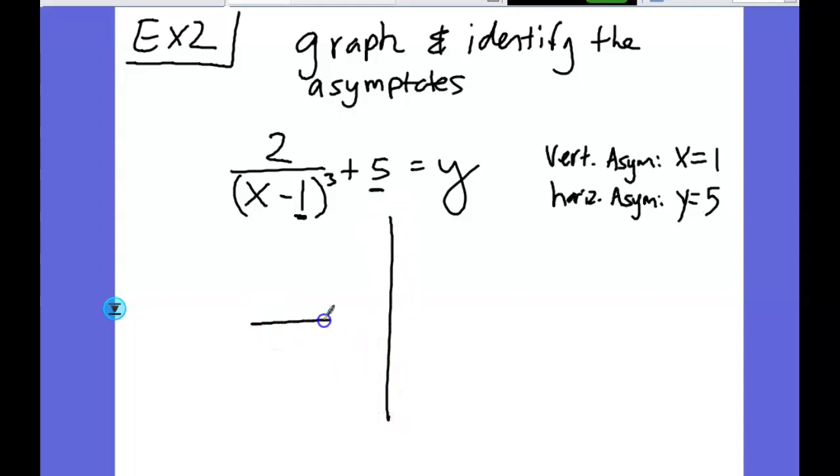Now that we know what those are, we're ready. Let's go ahead and graph those. So I have a vertical asymptote at x equals 1. So here's x equals 1, and I'm going to draw a vertical line there. And then I'm going to draw my horizontal asymptote at y equals 5.